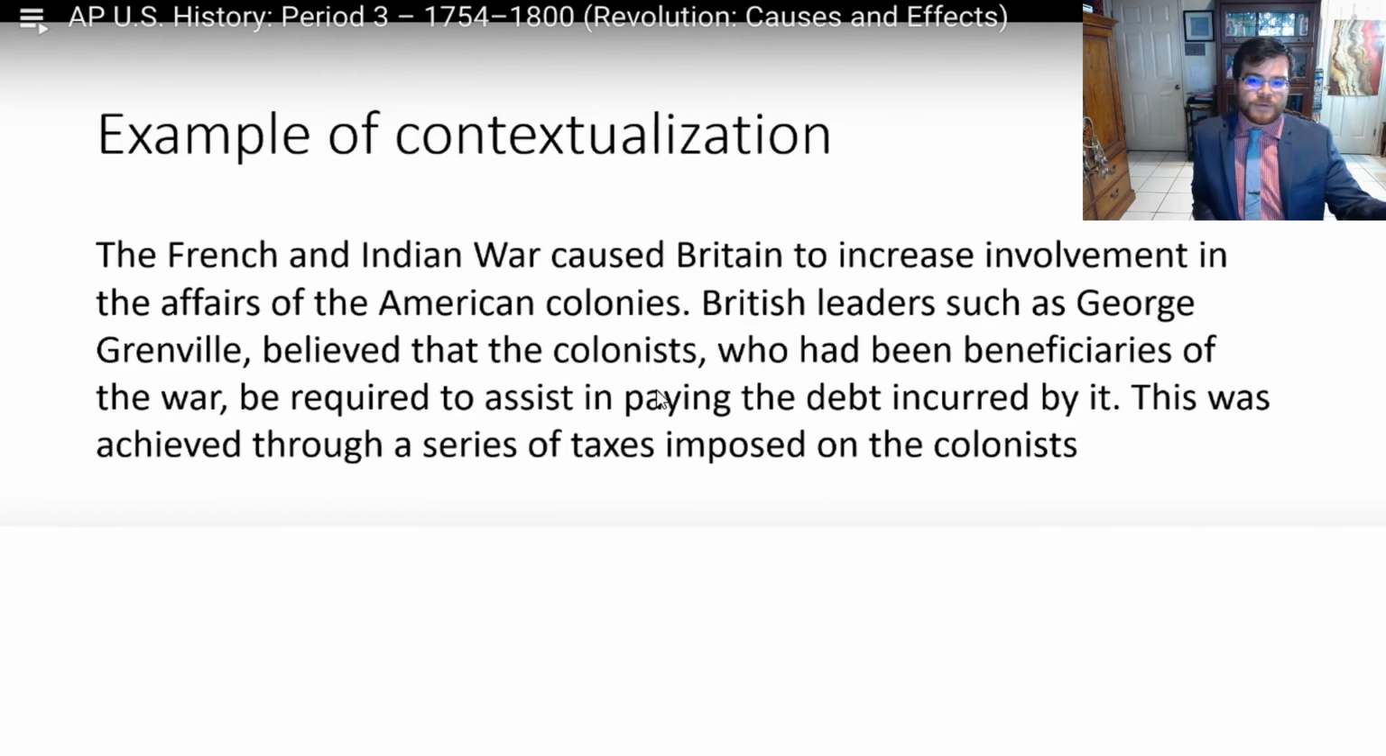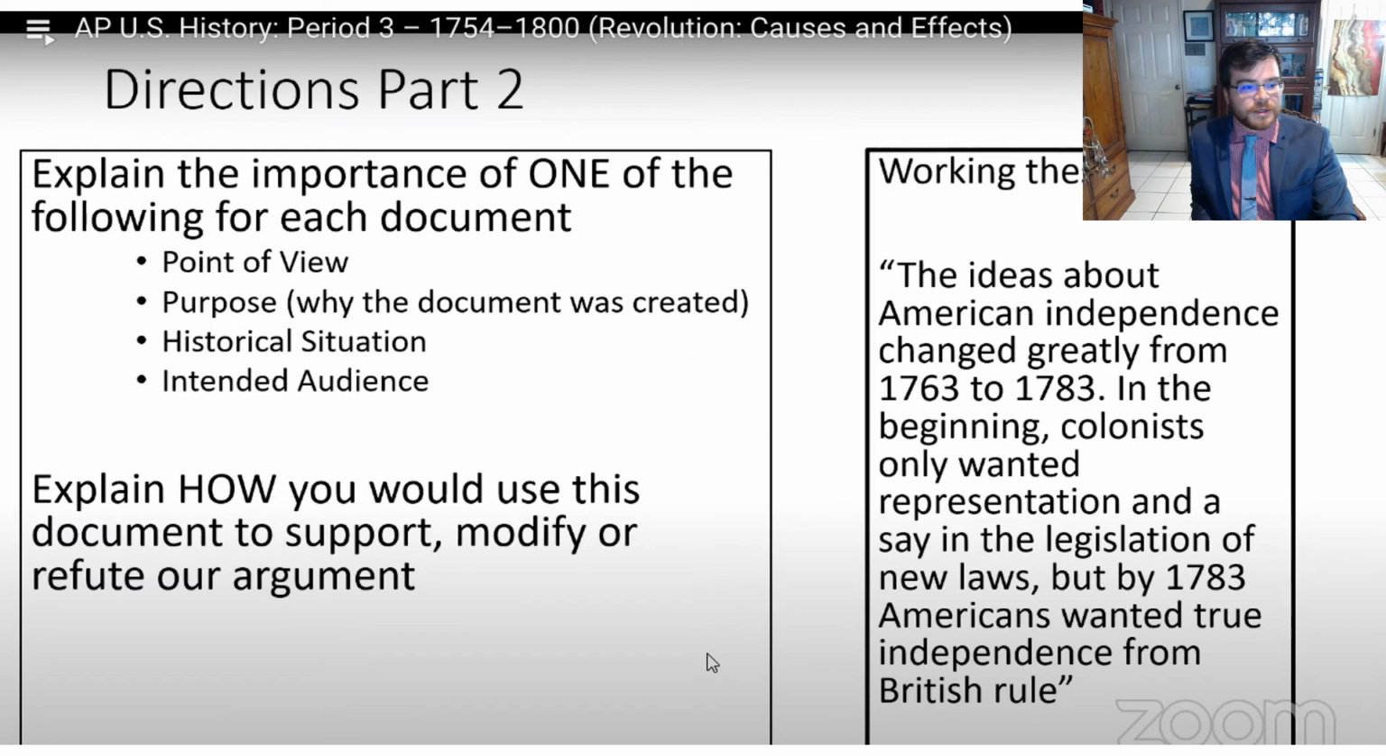Okay, here's an example of the start of the essay, guys. The first half of the intro before the thesis. So you would start your essay: The French and Indian War caused Britain to increase involvement in the affairs of the American colonies. British leaders such as George Grenville believed that the colonists who had been beneficiaries of the war should be required to assist in paying the debt incurred by it. So George Grenville was a bad guy, okay, according to the colonists. He came up with the end of salutary neglect. He was like, no, we don't want salutary neglect. They should pay for the debt. This was achieved through a series of taxes imposed on the colonists. So you could throw in the end of salutary neglect. I would totally say end of salutary neglect.